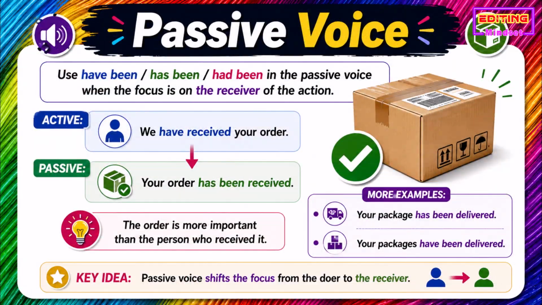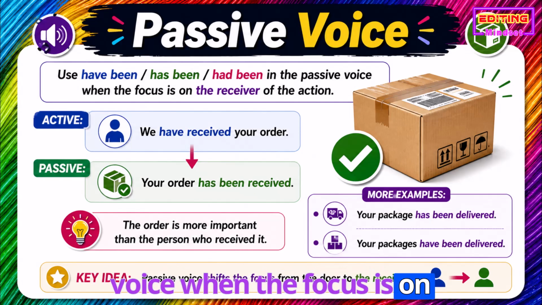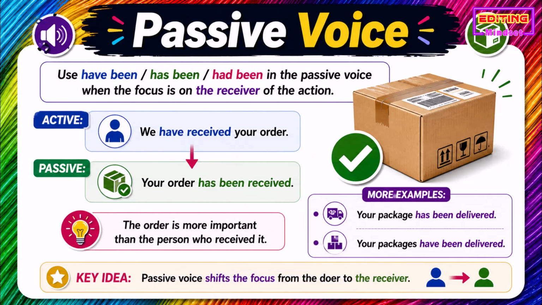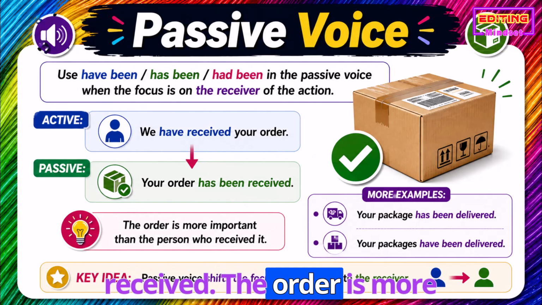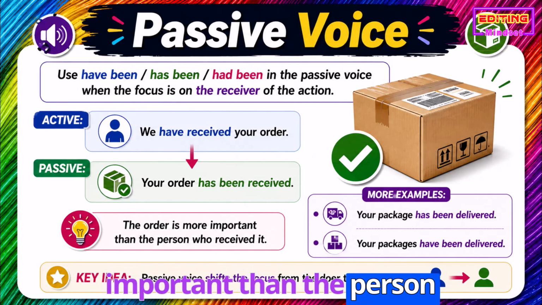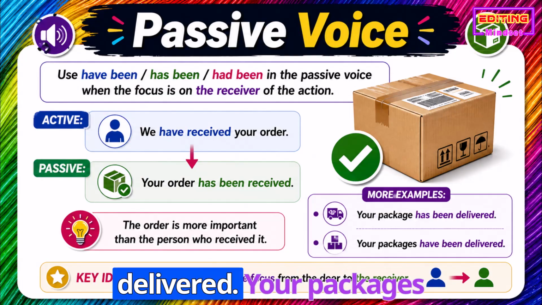Passive voice. Use have been, has been, had been in the passive voice when the focus is on the receiver of the action. Active: We have received your order. Passive: Your order has been received. The order is more important than the person who received it. More examples. Your package has been delivered. Your packages have been delivered.